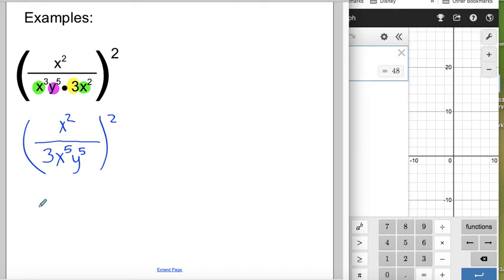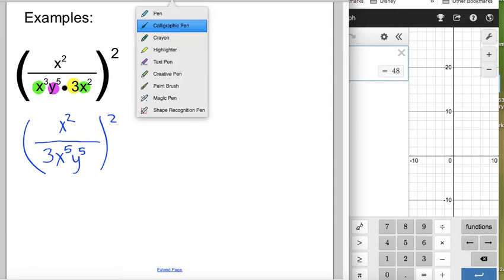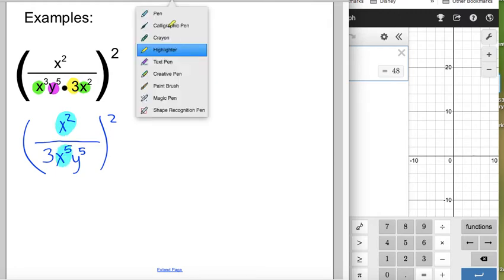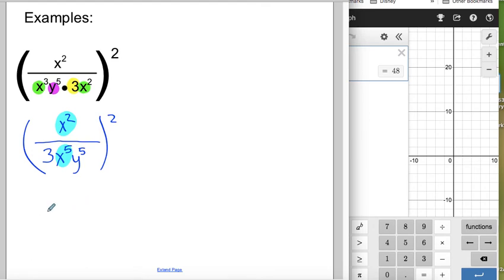The next thing I'm going to do is apply the quotient rule because I do have some matching pieces on top and bottom. I have x squared on the top and I have x to the 5th on the bottom, and so those can simplify. So I'm going to rewrite my parentheses and my power and my fraction bar. And I'm going to think about what's going on here. So I've got this coefficient of 3 on the bottom, and there's no other coefficient, so it's just going to stay that 3 where it's at in front on the bottom.